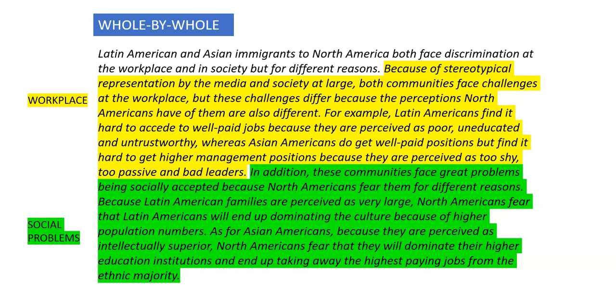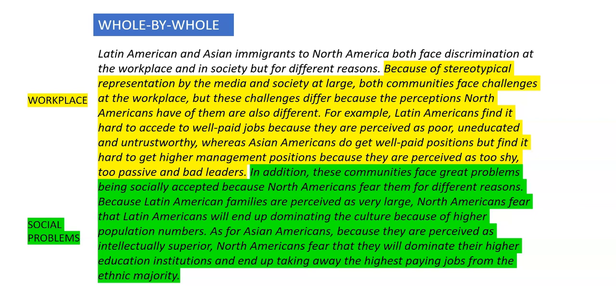So in addition, these communities face great problems being socially accepted because North Americans fear them for different reasons. So because Latin American families are perceived as very large, North Americans fear that Latin Americans will end up dominating the culture because of higher population numbers.